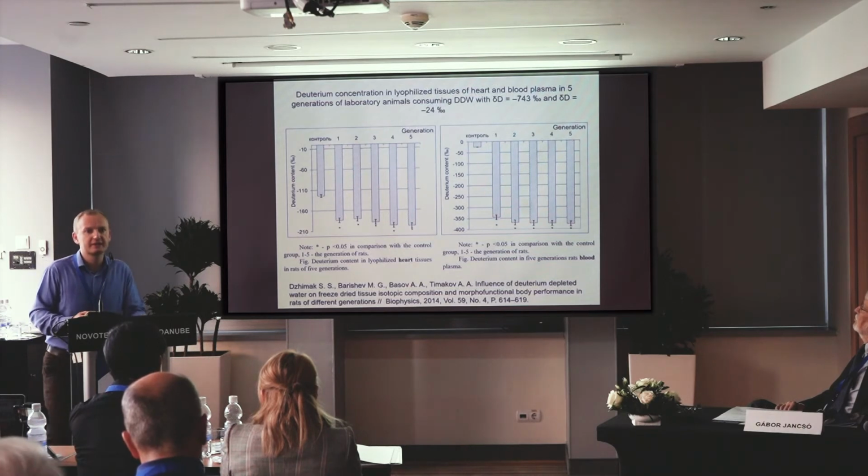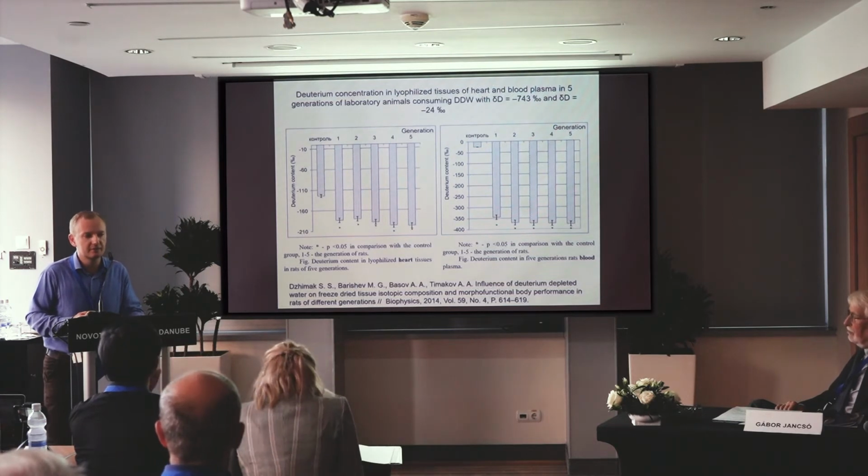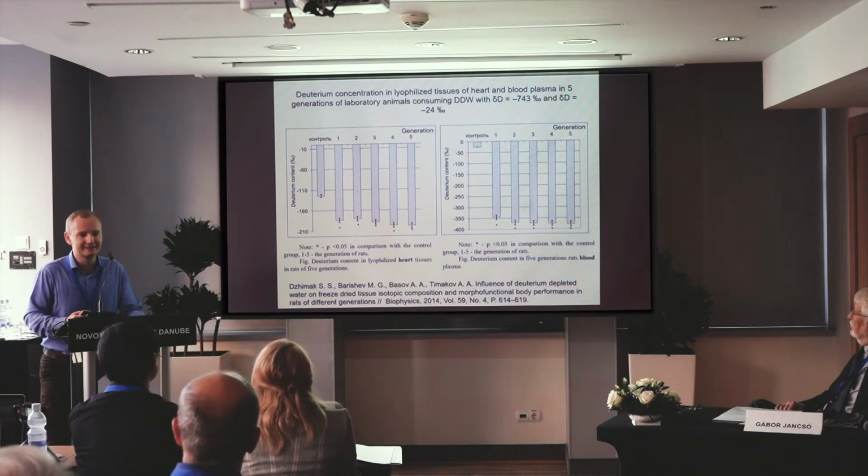And this can be one of the mechanisms of influence of deuterium-depleted water on the organism, because of the adaptation processes that can occur during the change of the isotopic gradient: at first a higher content of deuterium in blood plasma and less in organs, and then it changes to a higher content of deuterium in organs and less in blood plasma.